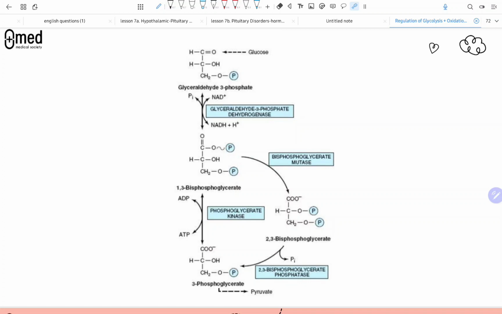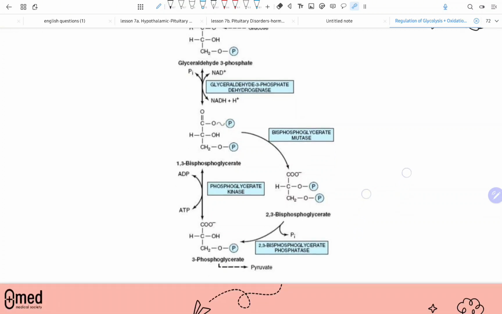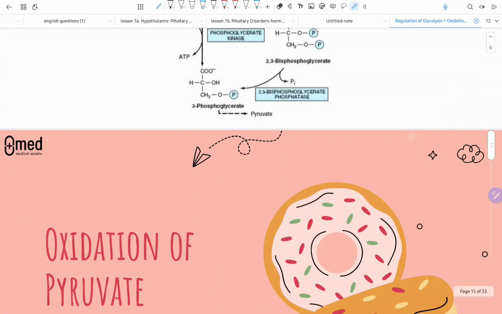Of course, I'm going to say it again. Please read the notes that I have written in the description, and this is the end of the regulation of glycolysis.